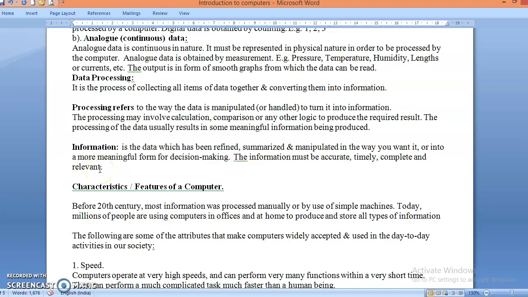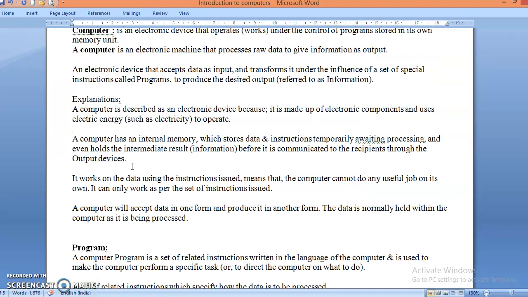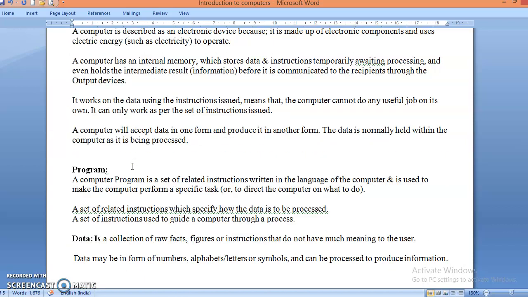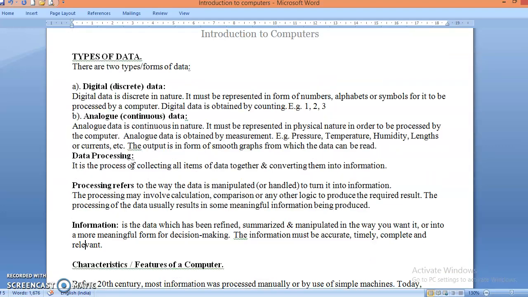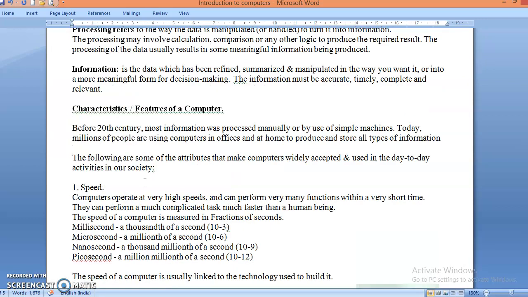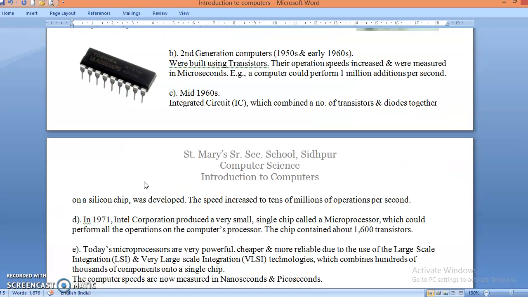So this is about the definition and explanation of a computer, the program and the instruction, and the three main cycles of a computer: input, processing, and output. We have studied these three, and in my next video we will study the characteristics or features of a computer, then the different generations.